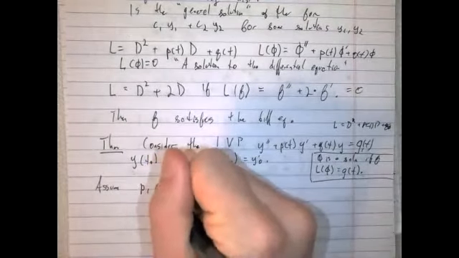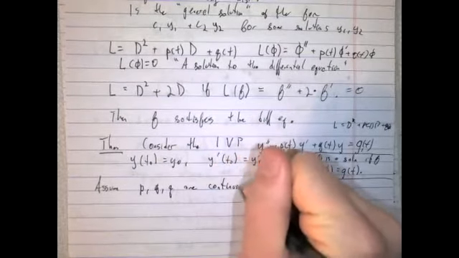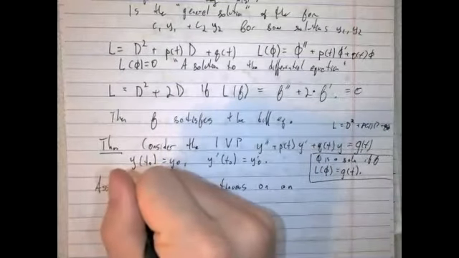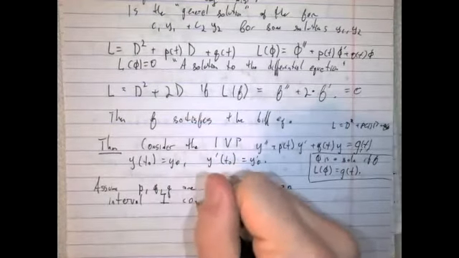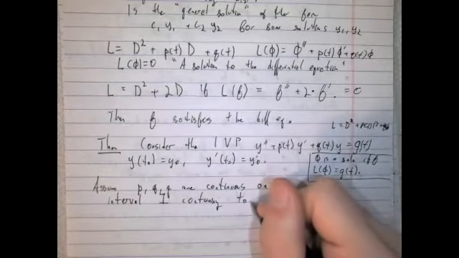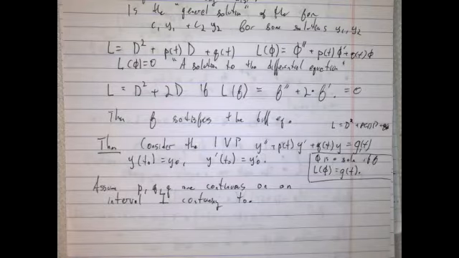Assume P, Q, and G are continuous on an interval I containing t0. Can anyone have a guess what we should expect? Actually, it's not a guess because I told you last time, but can anyone tell me what I get here in terms of existence and uniqueness?